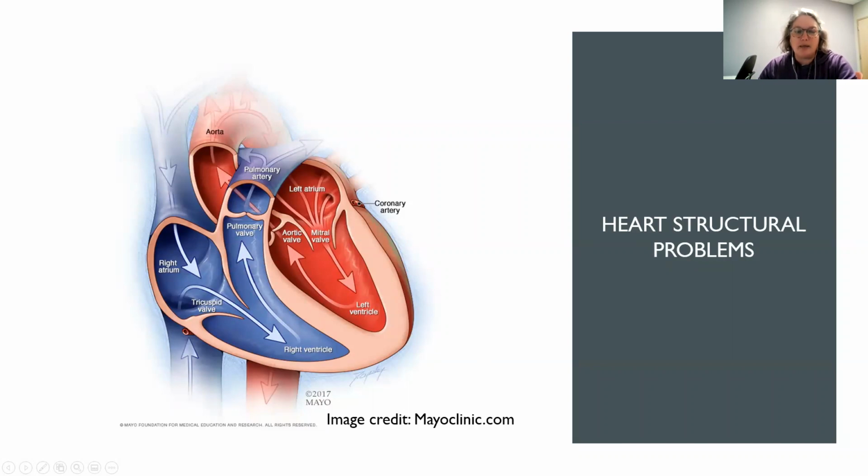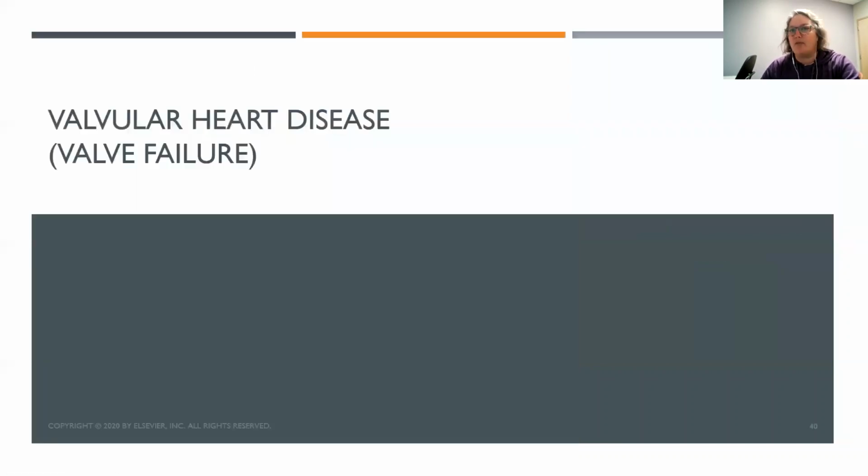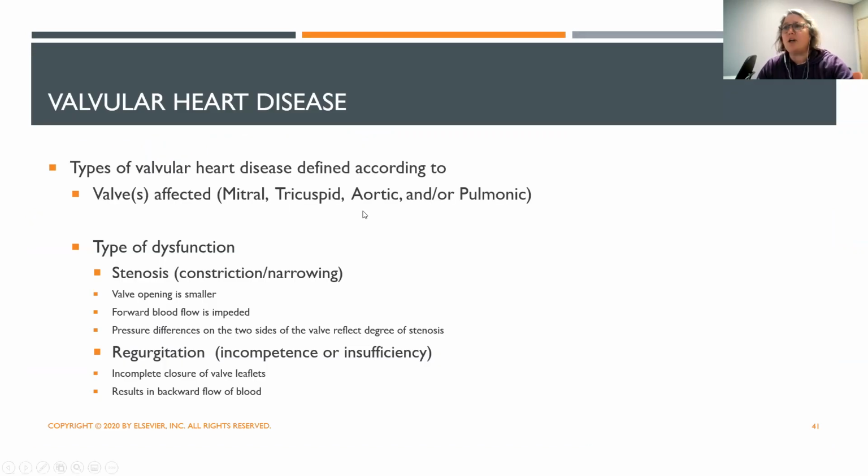So basically the next few slides from here on are about valvular heart disease or valve failure, which is a different chapter in Lewis than what heart failure is. Valvular heart disease, there's different types of valve disease, and it's defined according to two things: the valve affected and the type of dysfunction. So the valves affected: mitral, tricuspid, aortic, and or pulmonic. And then there's two different types of dysfunction. You can have stenosis, or you can have regurgitation.